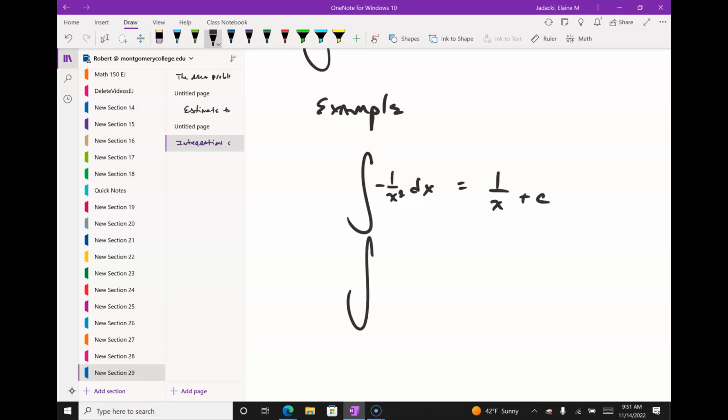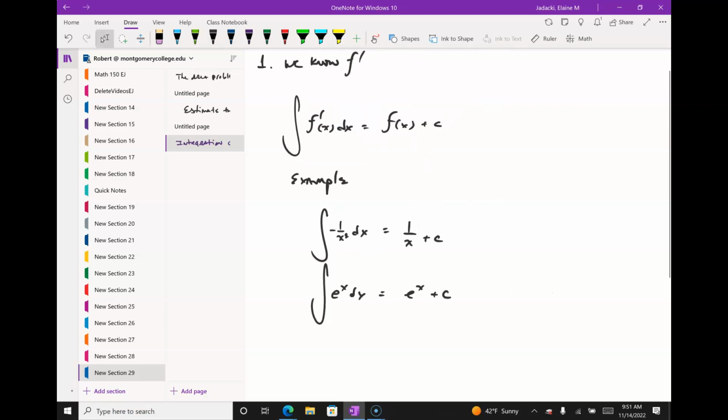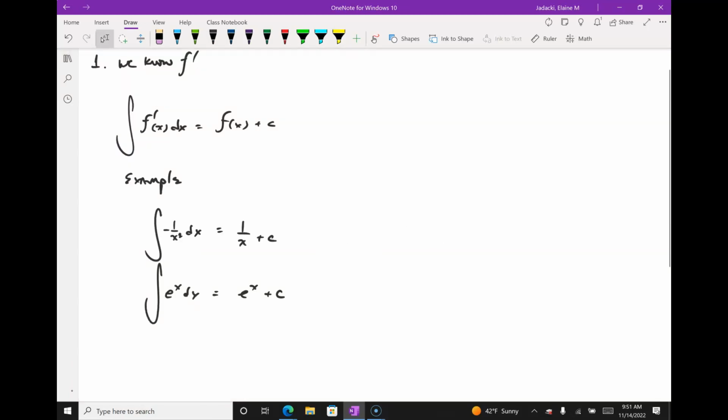right? Or the integral of e to the x, right? That's e to the x plus c. And we need that constant of integration, right? So level 1 we know, right? We know the relationship between the derivative and the antiderivative. We just recognize it.